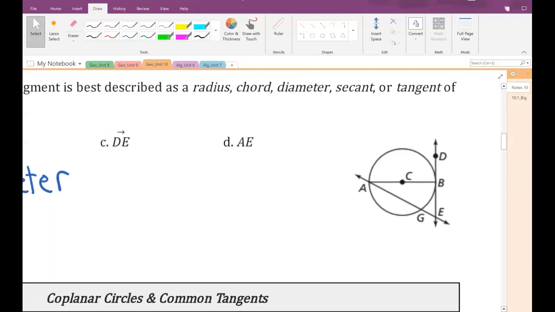DE, like D is here and extends this way. It only intersects our circle at one point, point B. So point B would be our point of tangency. So DE is a tangent, or we could call it a tangent ray. Remember, a ray has a starting point, and it goes off in one direction forever.